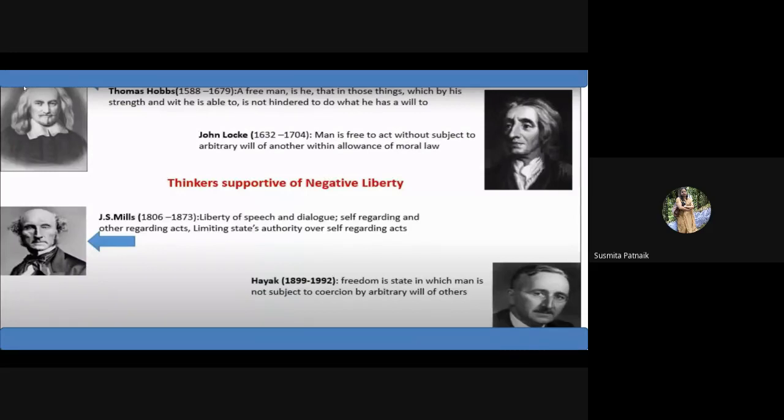What are the natural rights? The right to live, the right to property, and the right to liberty. We have three natural rights. So these three rights should be protected by the state. And there are no other rights of the state.